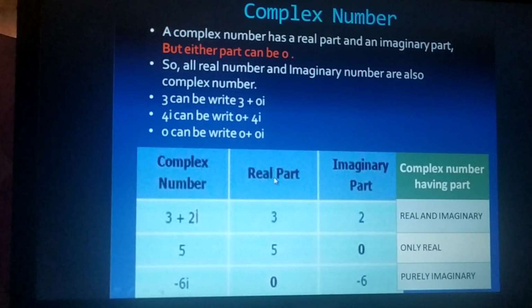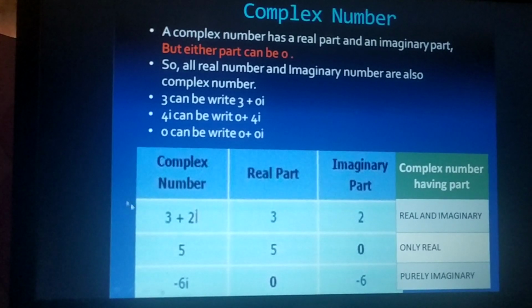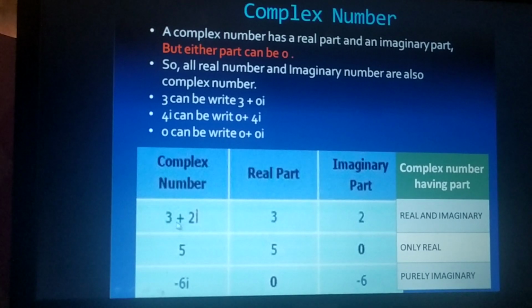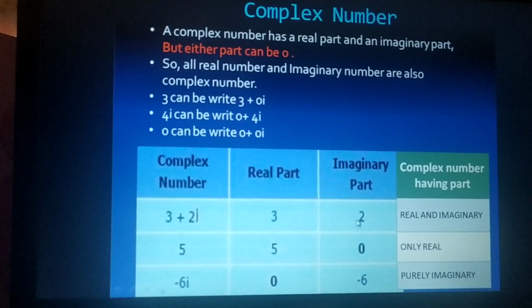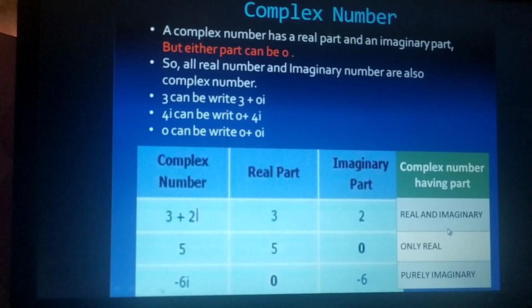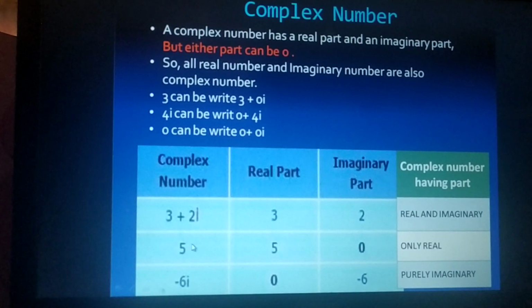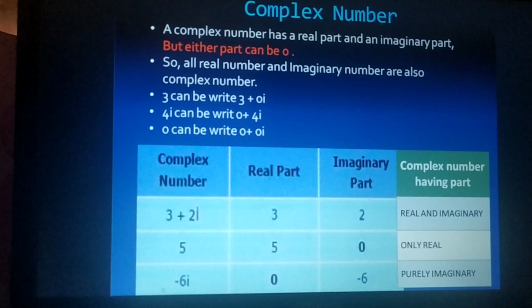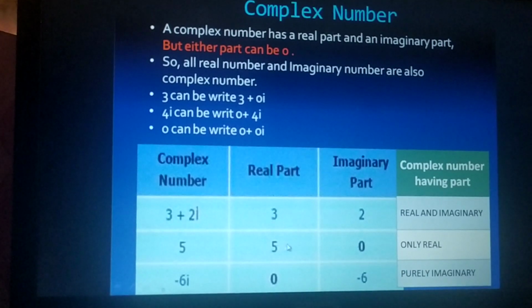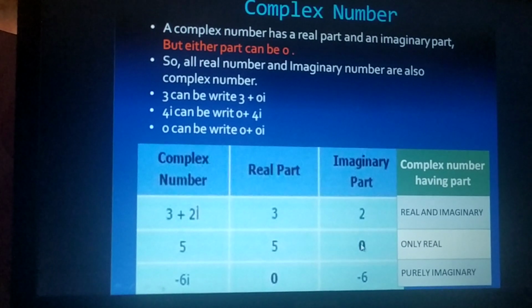Here in this table, 3 plus 2i is a complex number. Its real part is 3. 2 is the imaginary part. So this complex number has both real and imaginary parts. 5 is also a complex number. Only the real part is given, 5. There is no imaginary part, so the imaginary part is 0. So it is called a real complex number.